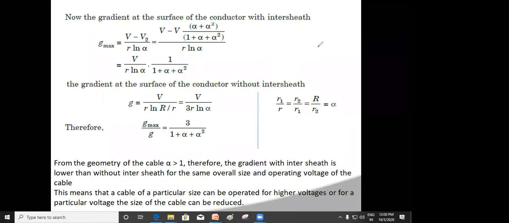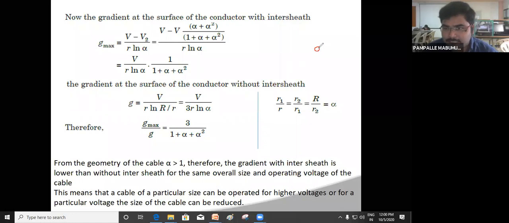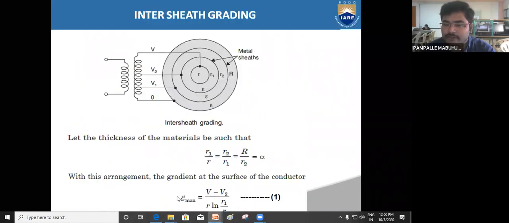Okay, so that means by considering the intersheath grading, what is the potential gradient at the surface of the conductor? The potential gradient at the surface of the conductor, when you consider this intersheath grading, will be equal to this. Gmax value is equal to (V minus V2) by R into ln(R1 by R). This is the Gmax value at the surface of the conductor when you consider this intersheath grading.